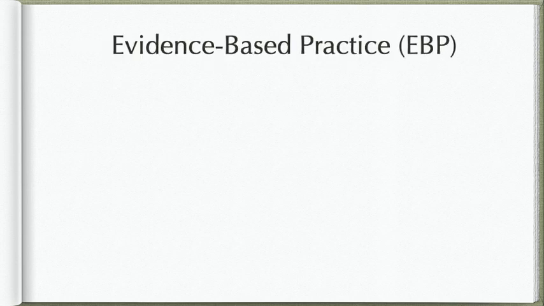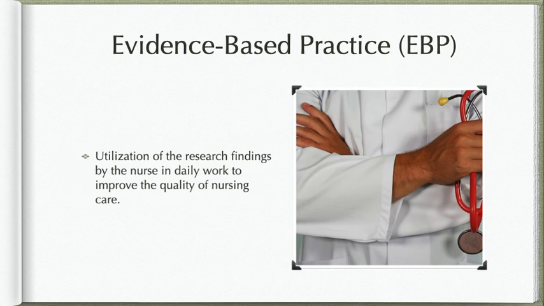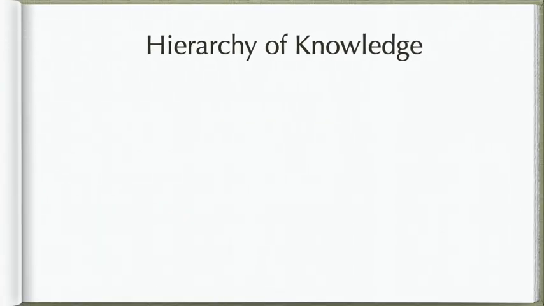Now that we know about different types of nursing knowledge and research, that leads us to evidence-based practice. Evidence-based practice can be defined as utilization of the research findings by the nurse in her daily work to improve the quality of nursing care. Another aspect that is important to understand in nursing knowledge is hierarchy of knowledge. It is important for a nurse to understand which source of information has the highest degree of accuracy.